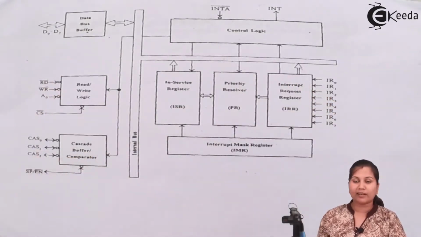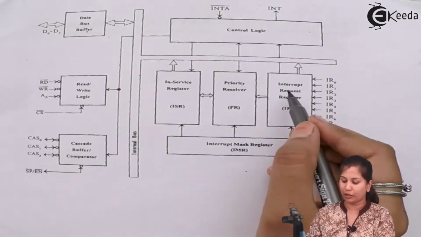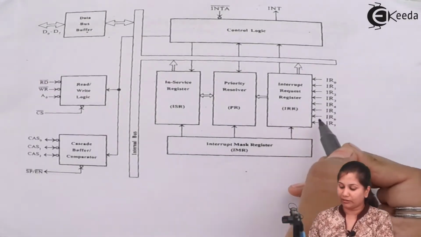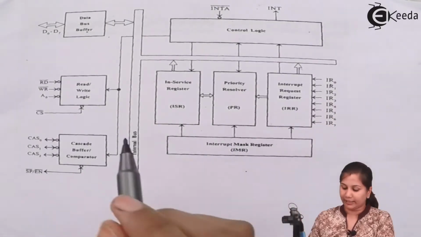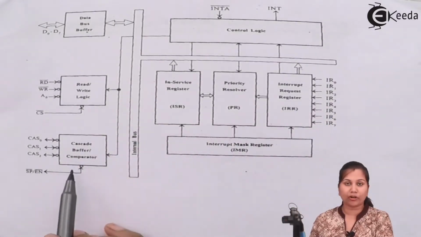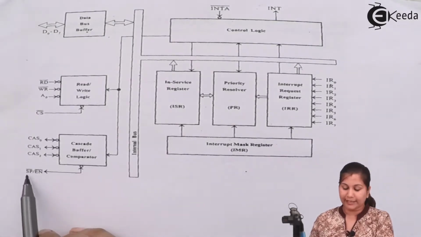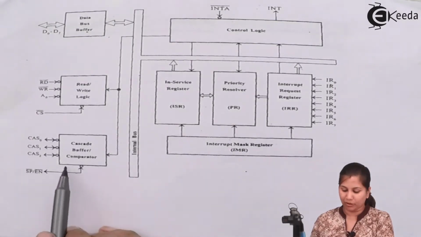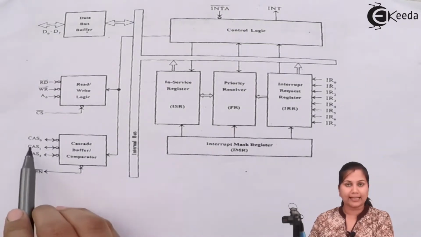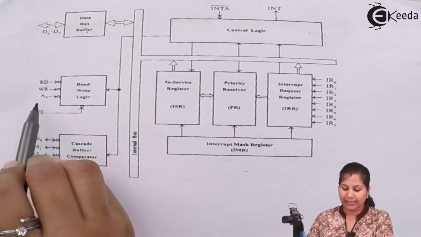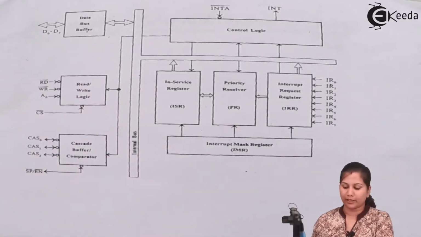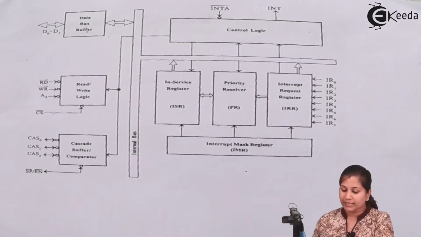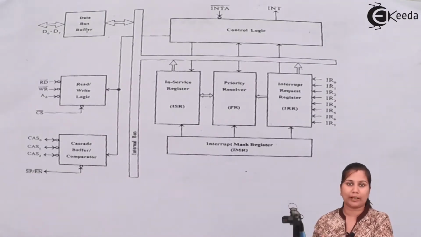Now to these blocks, various signals are connected. For the interrupt request register, we have the various interrupt requests, IR0 to IR7. Then the cascade buffer or comparator has the slave program or enable pin connected. These are the cascade lines. Then we have chip select, A0, read and write signals here, and this is the bidirectional data bus. So these are the various signals which are connected to these blocks. Let us study the function of each of these blocks one by one.